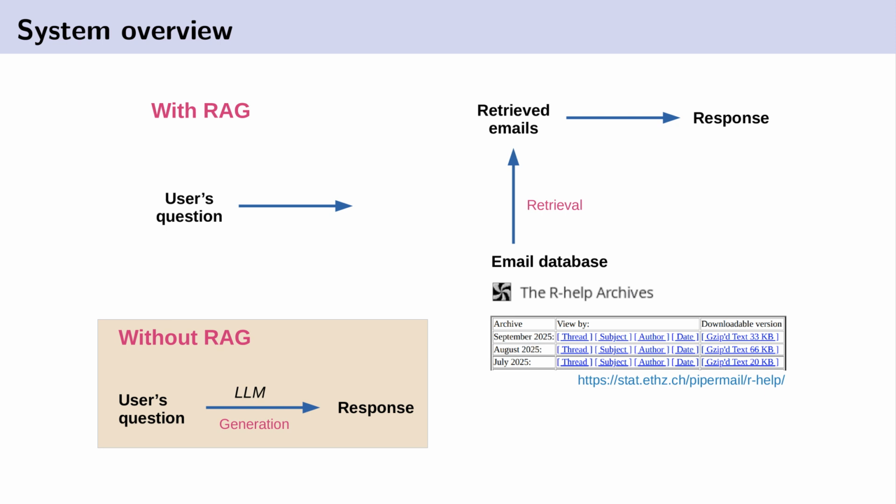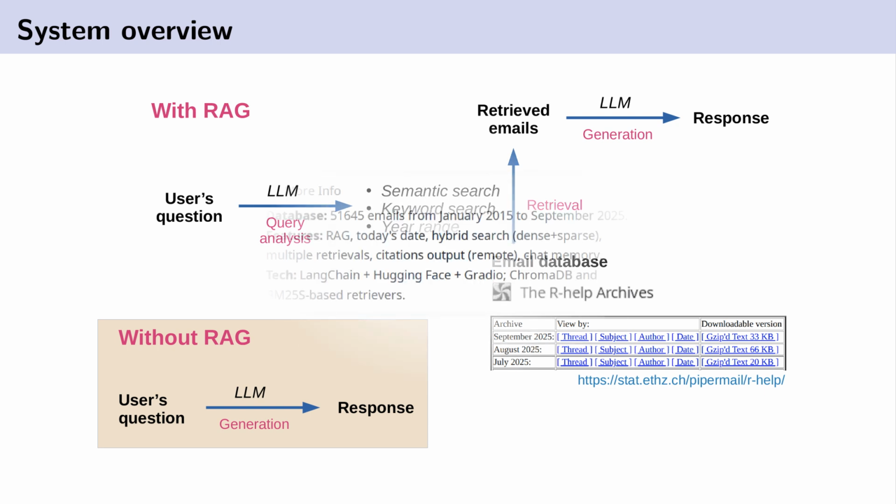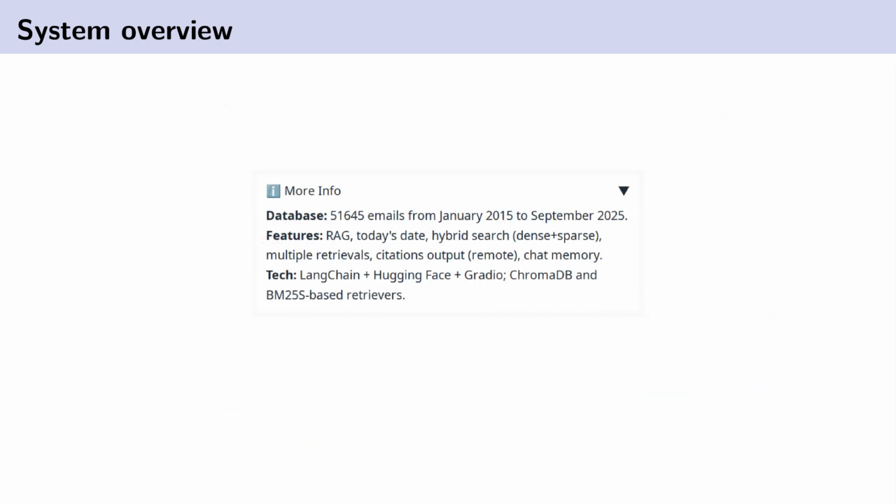To search for concepts and specific terms, R Help Chat uses a hybrid system combining results from semantic and keyword-based searches. The search tool also supports filtering by year, and is configured to retrieve up to 6 emails at once. In this setup, the LLM is used twice. First, it analyzes your question to formulate the search query. Then it uses the results to generate the answer. Keep in mind that the database used here includes the last 10 years of emails, which is only part of the available archives.